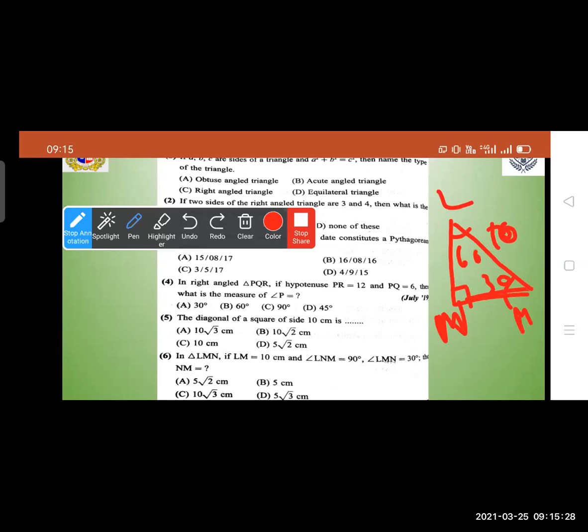NM is the side opposite to which angle? 60. So for the side opposite 60, what do we write? √3/2 times hypotenuse. So here 10 comes, 2 ones are 2, 2 fives are 10, so our answer is 5√3. So which one is the correct answer? Option number 4, 5√3 centimeter. Okay.